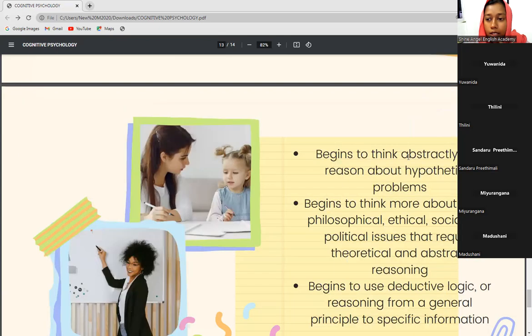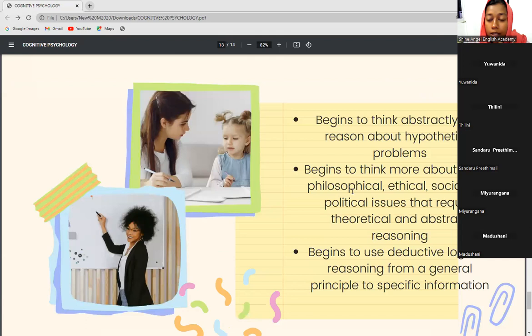Okay, so they begin to think abstractly and reason about hypothetical problems, begin to think more about moral, philosophical, ethical, social, and political issues that require theoretical and abstract reasoning. So here they try to reason in a theoretical form, right? They try to reason and they used to connect the science, maths, and all the others, and they try to reason in a very scientific way.